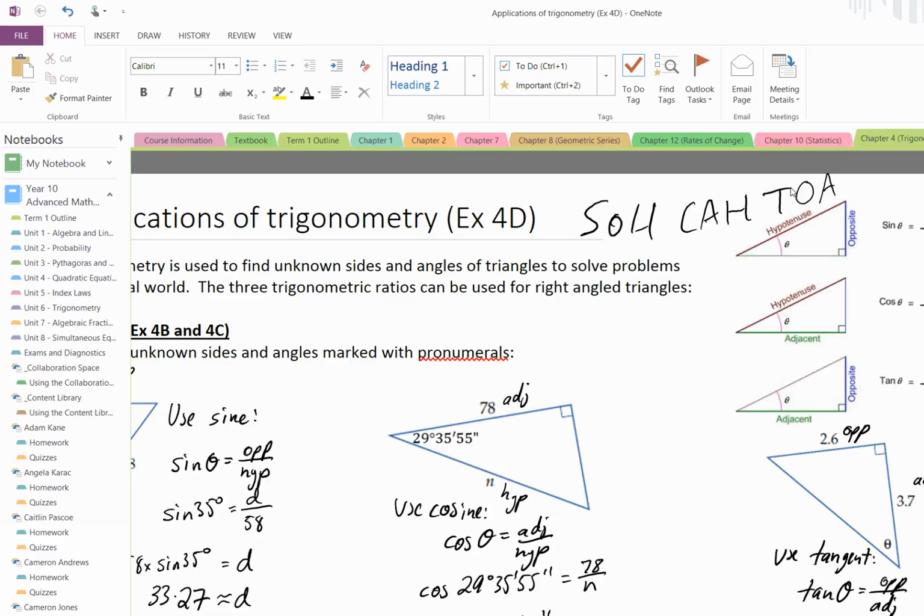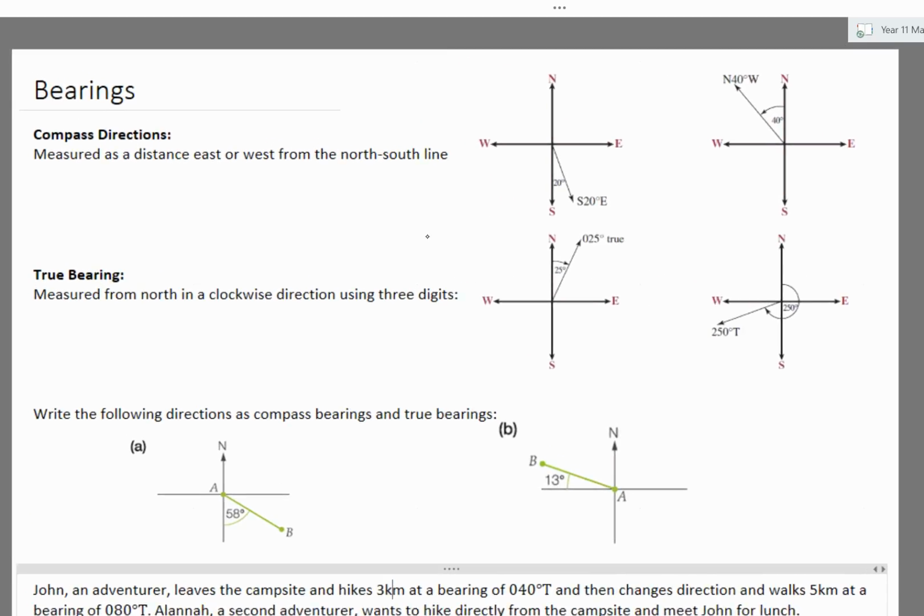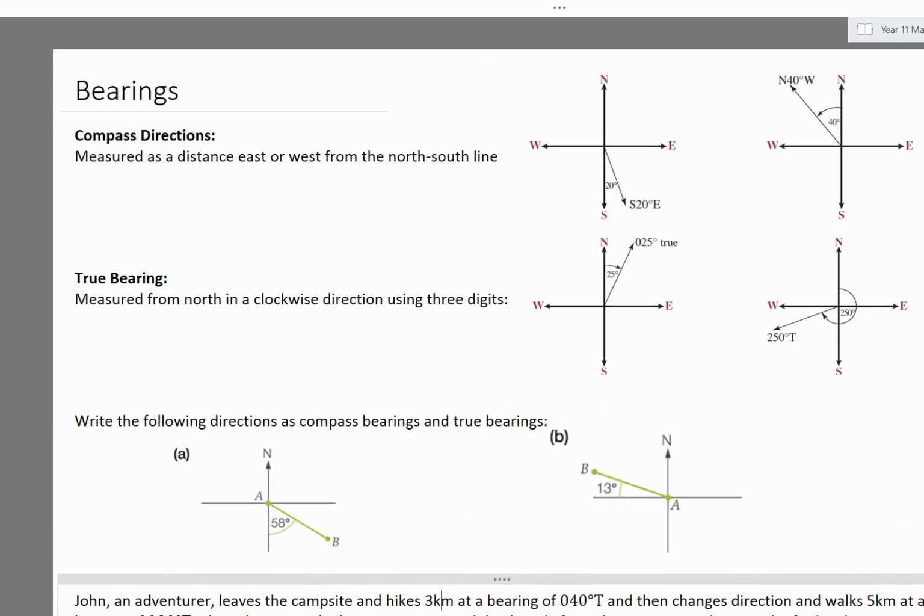Okay, so there's some angles of elevation and depression done and some review. We'll look at some bearings problems, so quick review of what bearings is all about. We've got compass directions and we've got true bearings. So in the case of compass directions, it's measured as the distance east or west from the north-south line. So this, and it's always from a starting point.